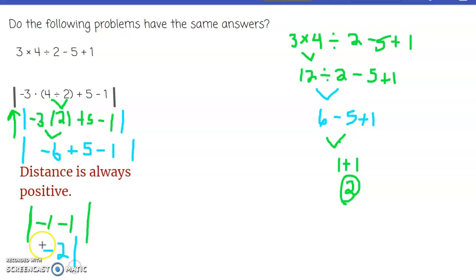But I still have absolute value bars. Remember what we set up here. Distance is always positive. Absolute value represents the distance from 0. So guess what that negative 2 value becomes? It's a positive 2, because anything inside the absolute value bars is a positive number, because distance is always positive. So guess what? Do they have the same answers? Yes, they do. Good luck.